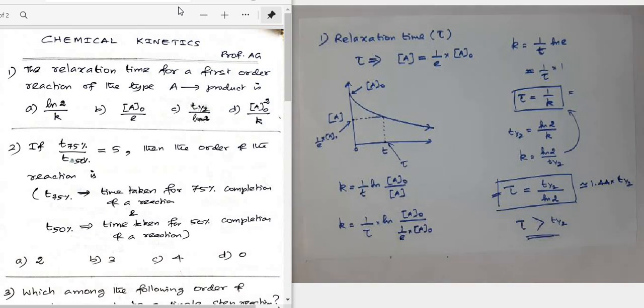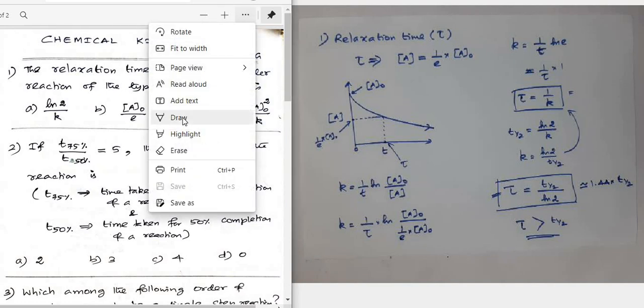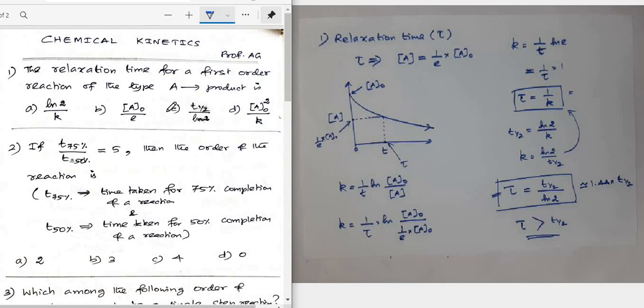So relaxation time can also be given as T half by ln 2. If you go through the options, yes, in option C we have T half by ln 2, therefore that is the correct option. The correct option for this question is option number C. Now let me go to the next question.